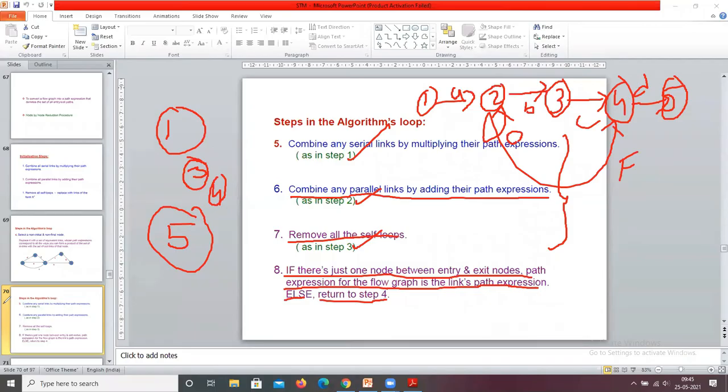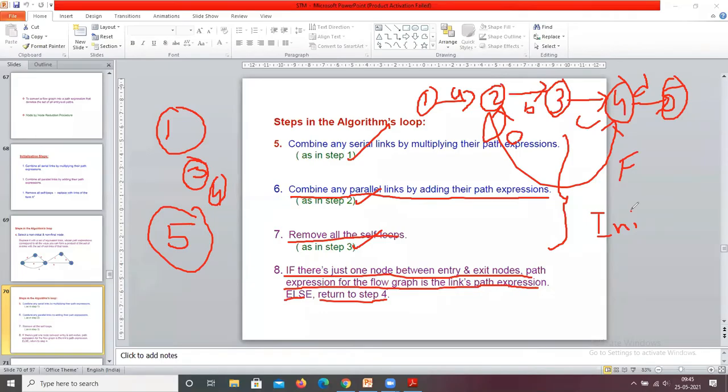Now we discuss one more time. In the first step, combine all serial links by multiplying their path expressions. The first 3 steps are the initializations. In this initialization, you are going to combine all serial links, simply saying, and second step, combine all parallel links. Third step, remove all the self loops. Okay, these are the first 3 steps.